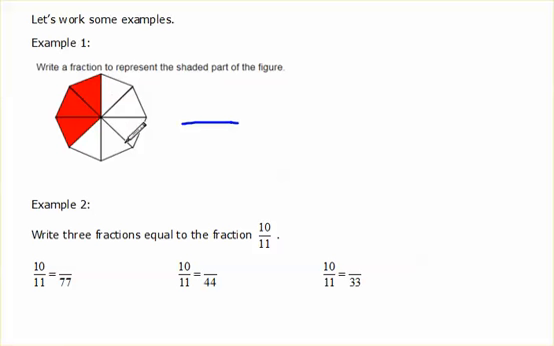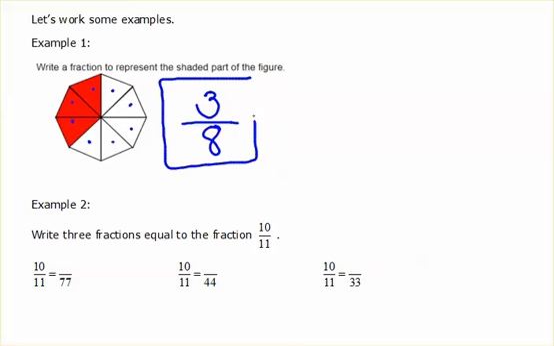So if I were looking at this figure, there's 1, 2, 3, 4, 5, 6, 7, 8 pieces that make up that whole entire figure. Now, the numerator talks about how many pieces you have. So here we have 1, 2, 3 that are shaded. So we're talking about having 3 out of 8 pieces that are shaded. So that's the way we would look at that.